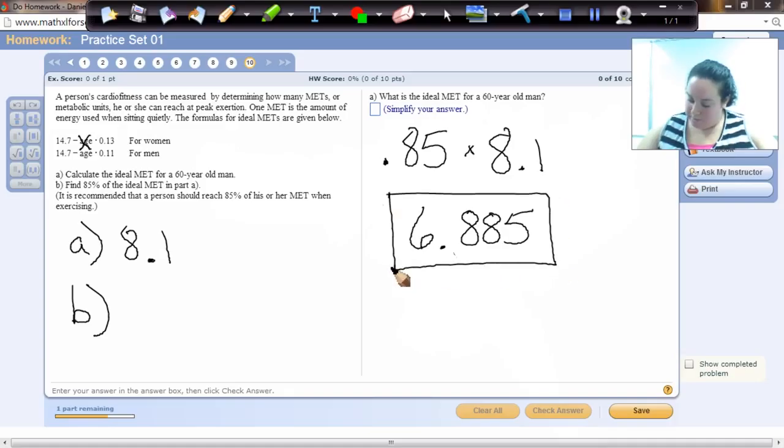And what does this mean? This means that a man who's 60 years old would be reaching 85% of the metabolic rate that he should be exerting when exercising, which is 6.885.